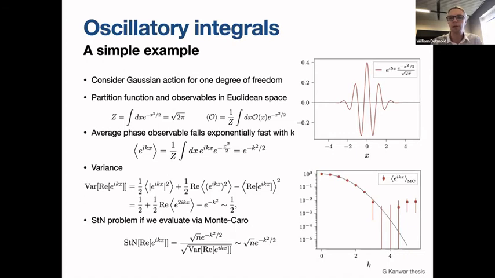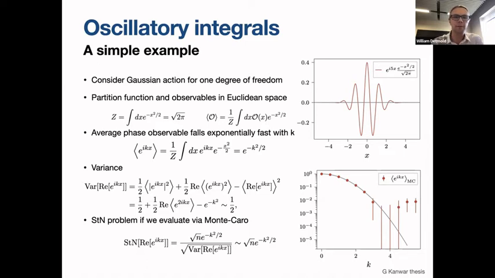So let's start with a simple example, just to see how contour deformation really works. Let's consider a Gaussian action for 1 degree of freedom. So that has a partition function that is just the integral of e to the minus x squared over 2. And observables are the value of the observable weighted by e to the minus x squared over 2. In this case, of course, we can evaluate the partition function, and it's just the square root of 2 pi.